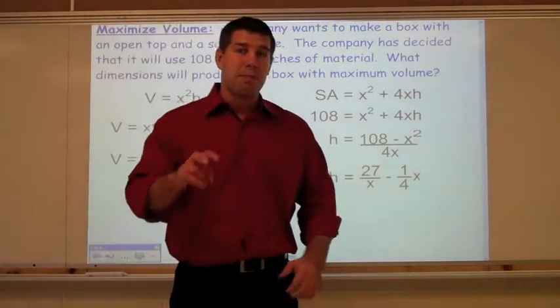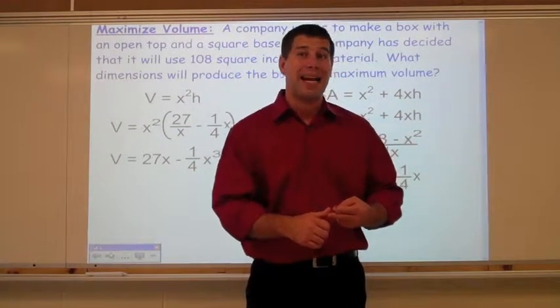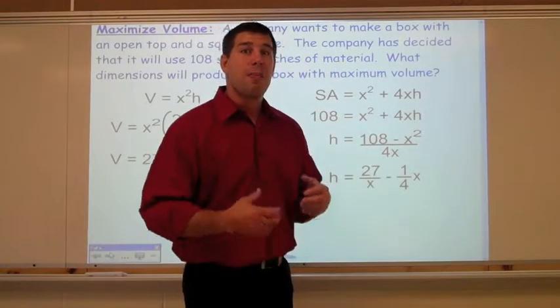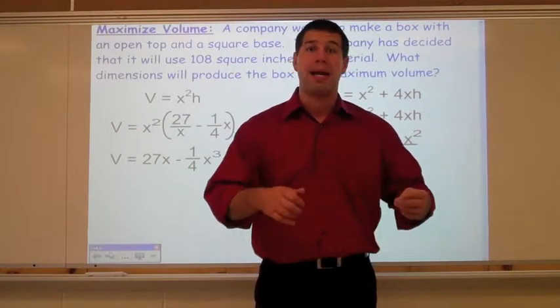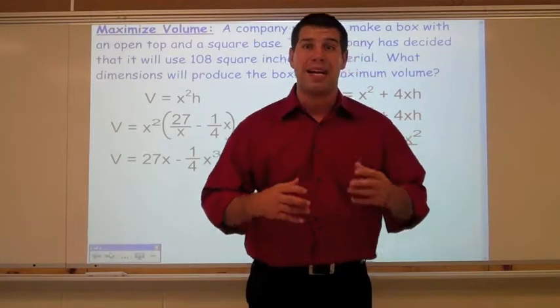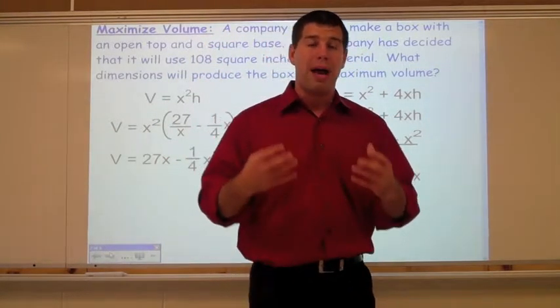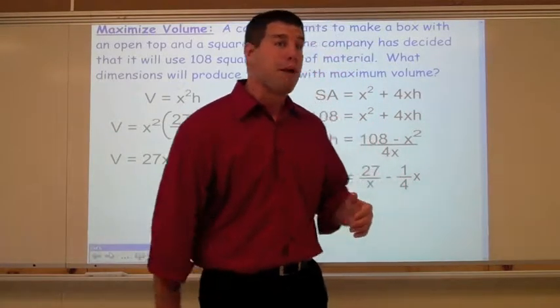In these optimization problems, you always need two equations. You'll need a primary equation and a secondary equation. The primary equation is what your goal is. I want to maximize volume. I want to minimize distance. I want to maximize area, whatever that is, whatever they say to find the max or the min of, whatever you're trying to maximize or minimize, whatever you're looking to optimize, that's your primary equation.